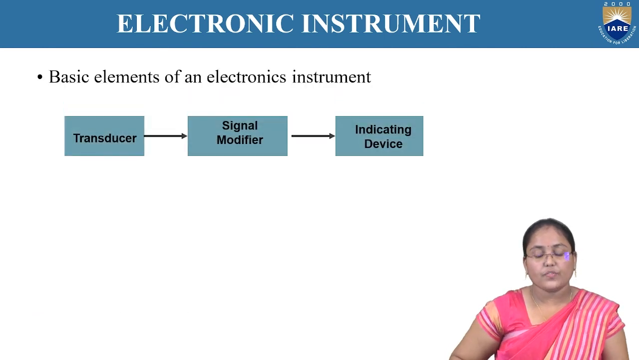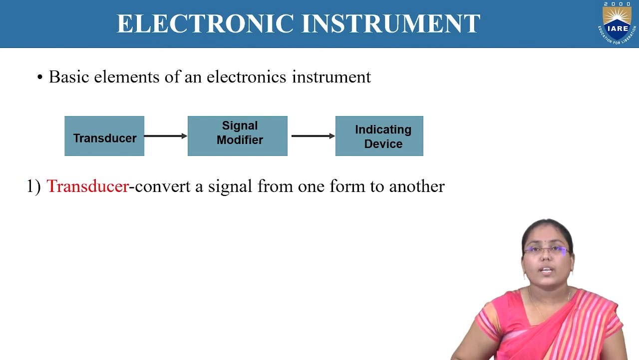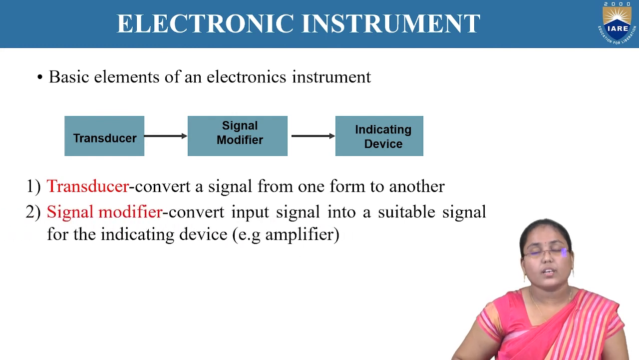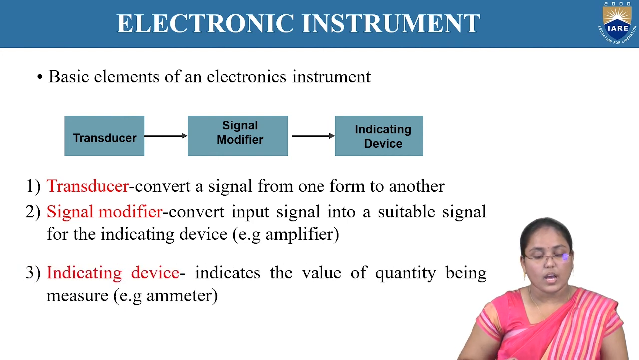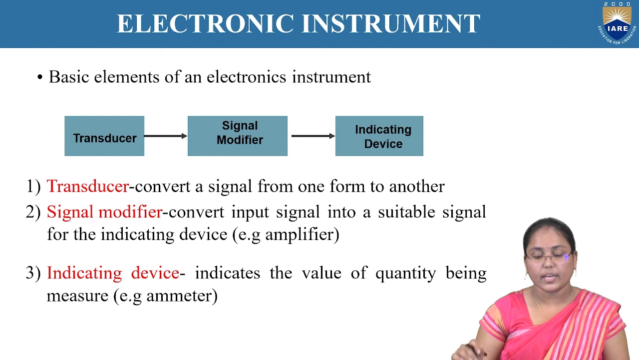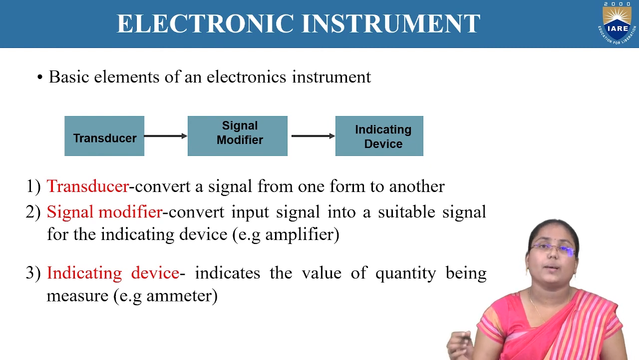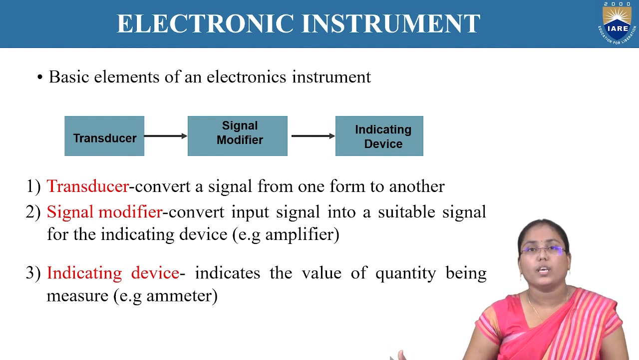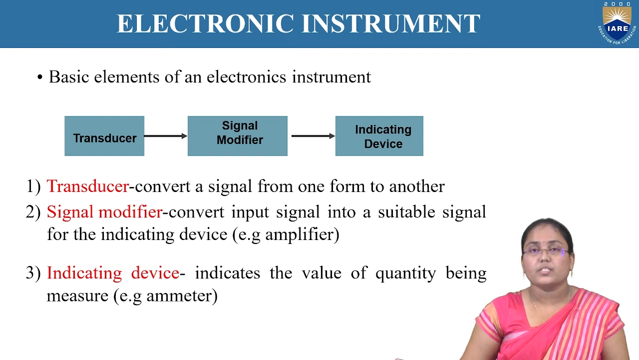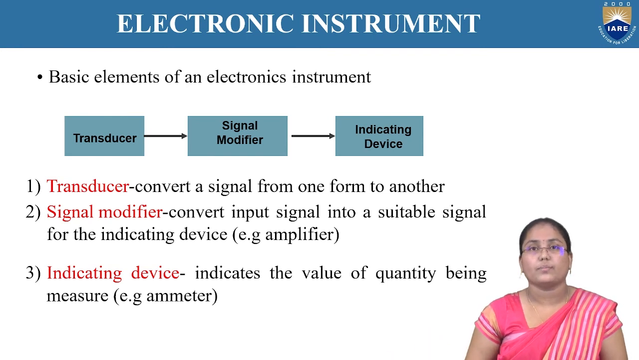The basic elements of an electronic instrument are the transducer, the signal modifier, and the indicating device. The transducer converts a signal from one form to the other, and the signal modifier converts the input signal into a suitable signal for the indicating device, such as an amplifier. The indicating device indicates the value of the quantity being measured, for example, an ammeter. In the next class, we shall look at how this electronic instrument works, and the different types of performance characteristics.